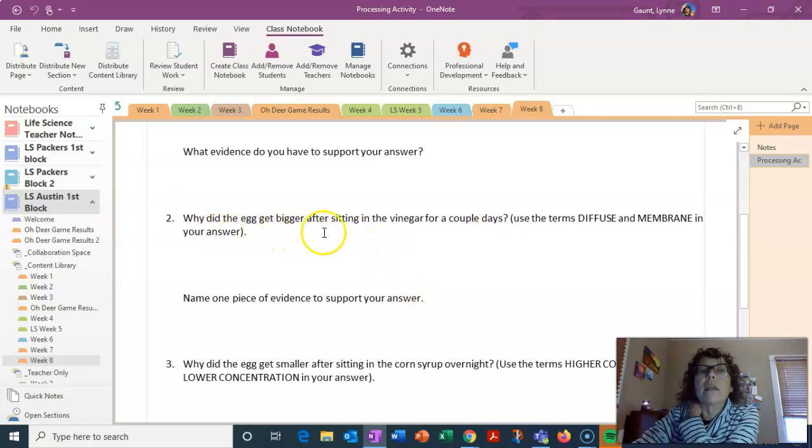You know, why did the egg get bigger after sitting in the vinegar for a couple of days? Give me a piece of evidence to tell me why. Not just that it did. So you can't just say that the mass was greater as evidence to why. That's evidence that it happened, but that's not evidence why it happened. Okay, so be thinking about that.